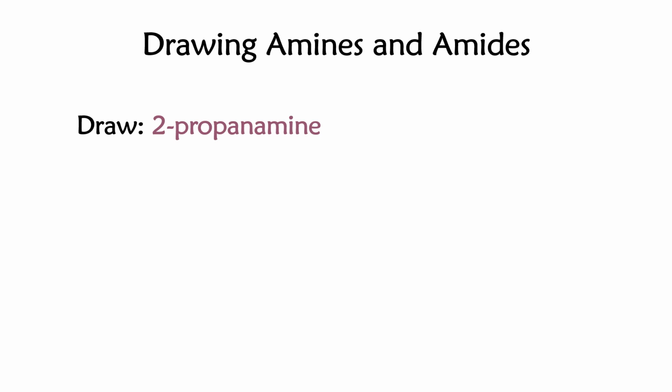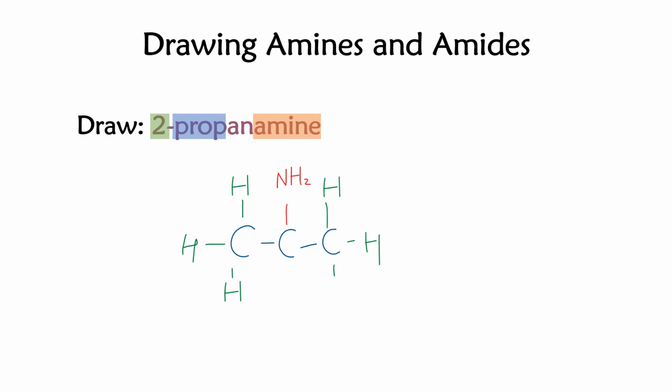Here's another example. First thing we want to do is draw the carbon chain. The prefix is prop. That means we have 3 carbons in the chain, and we have an amine there. And the amine is at carbon number 2. So at carbon 2, I draw an NH2, and then we substitute the hydrogens elsewhere. And there we have 2-propanamine.